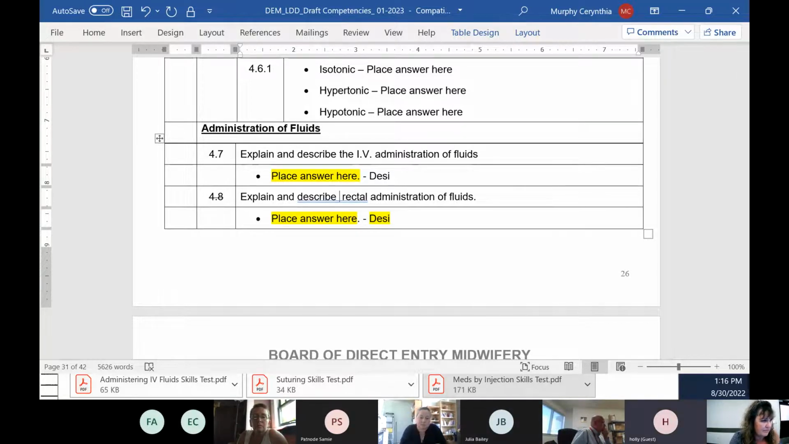So on what's now 4.7, Cerinthia? Oh, okay. I'm sorry. I'm looking at my computer, which has the old one. Yeah, that's why I stopped using it, because things got changed. Okay, so explain and describe the IV administration of fluids for shock. Or to prevent and treat shock. And then the same thing, rectal administration of fluids, to treat or prevent shock.